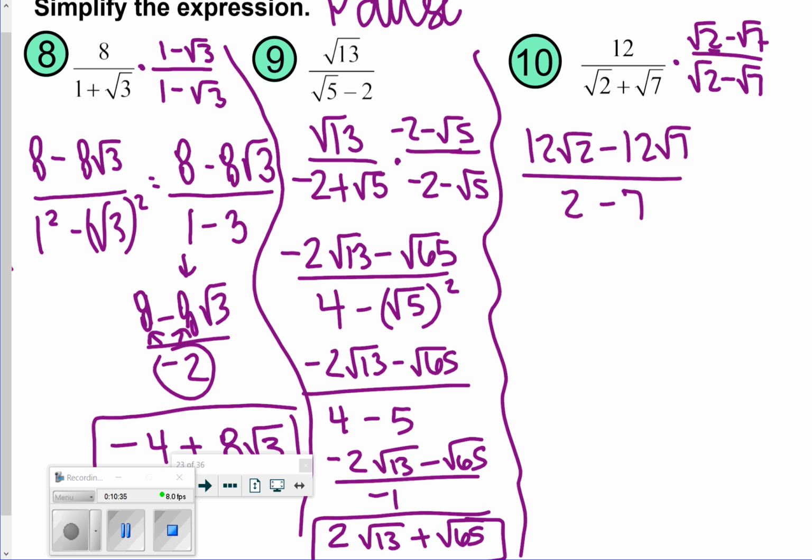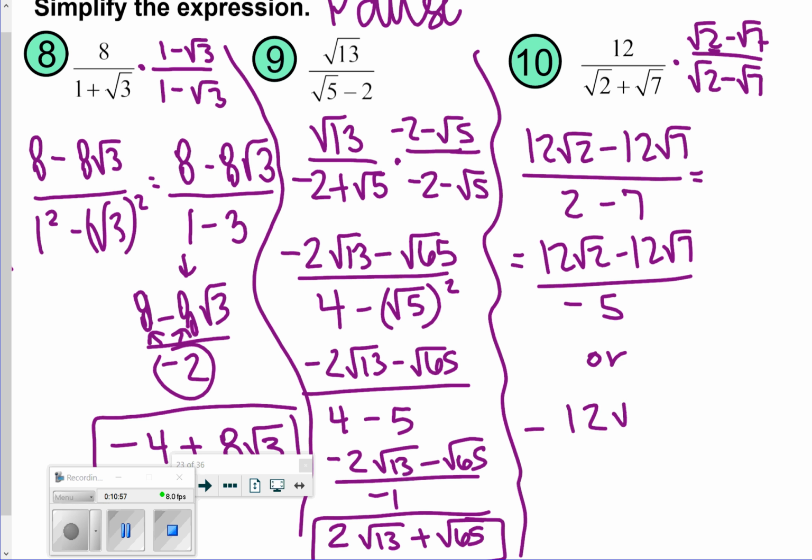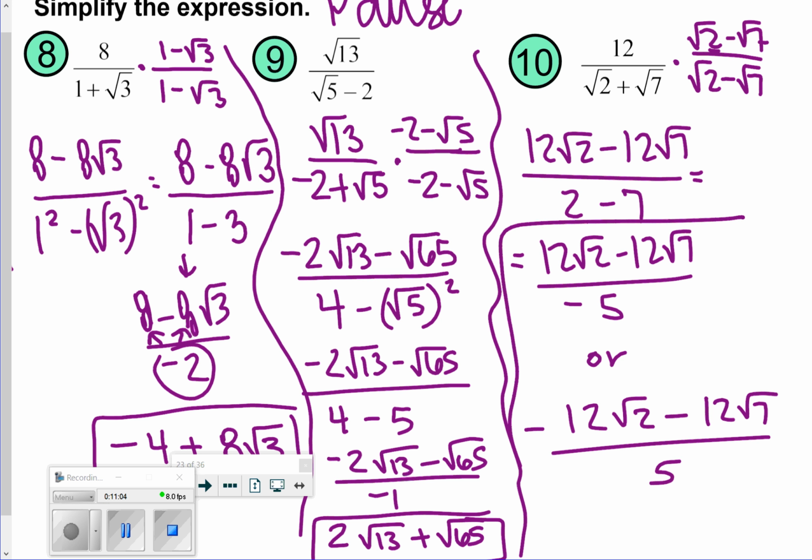That's going to give us 12 square root of 2, bring that down, I'm going to run out of room. 12 square root of 2 minus 12 square root of 7 over negative 5. You can keep it like this because you can't simplify anymore, or you can just bring this negative out front, so the negative 12 square root of 2 minus 12 square root of 7 over 5. Both of these would be appropriate as your answer. So 10 was actually pretty easy.